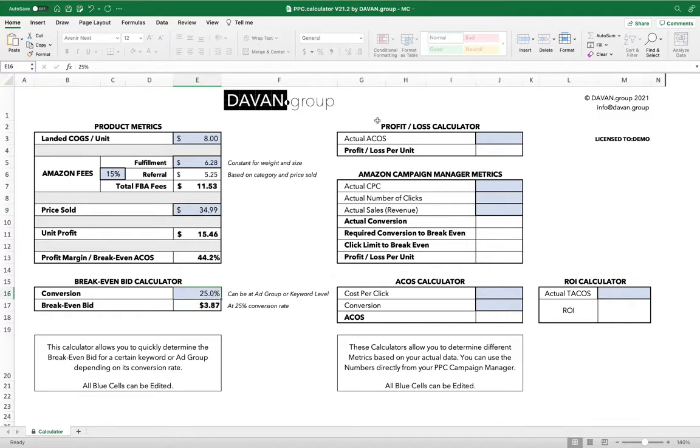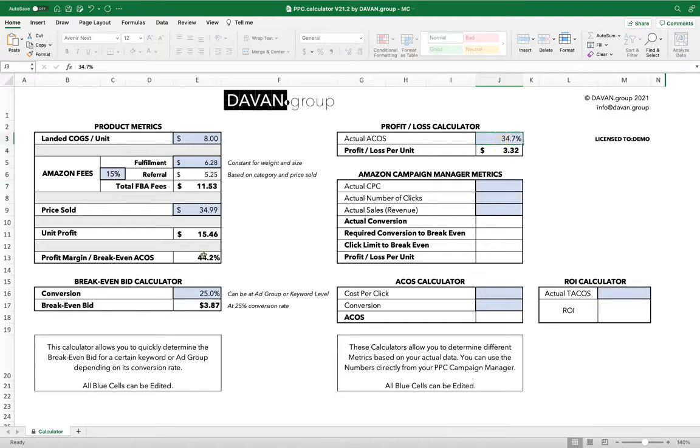Alrighty, so let's go over to the right side now. And the right side is basically using your numbers from Campaign Manager. You can put in your actual ACoS. So let's say we had 34.7%. Then it'll tell you right away, based on your product metrics that are entered on the left, how much profit you made on that unit, right? So here we made a profit per unit of $3.32.